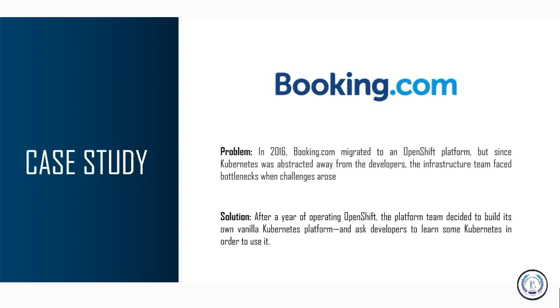So they were trying to scale that support that wasn't sustainable. So after almost a year of operating with OpenShift, the platform team decided to build its own vanilla Kubernetes platform and really asked developers to learn some Kubernetes in order to use it. They believe that it is not a magical platform and they're not claiming that you can just use it with your eyes closed. Here, developers really need to do some learning and they're going to do everything to make sure that they have access to that particular knowledge. That was the solution that came up with Booking.com.